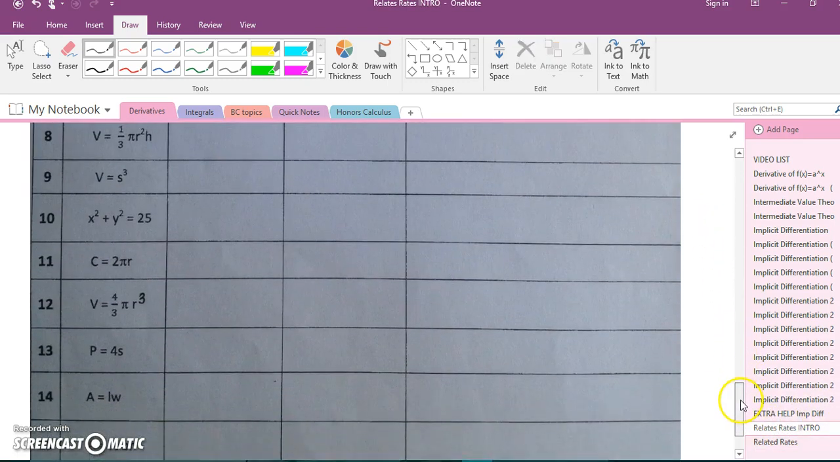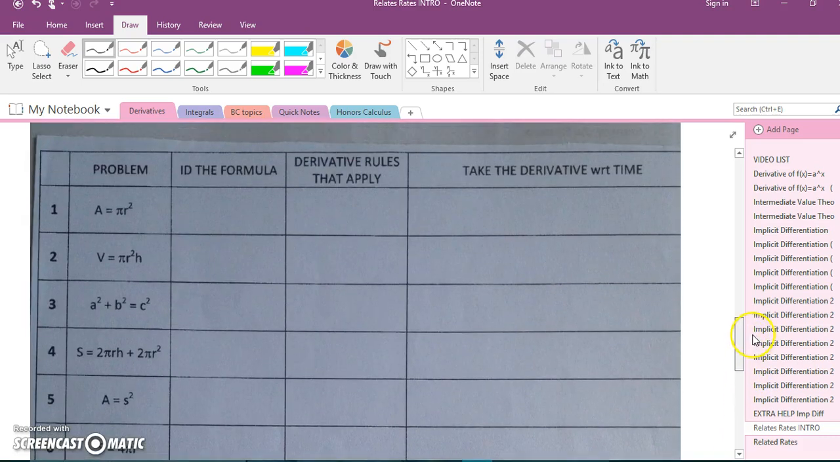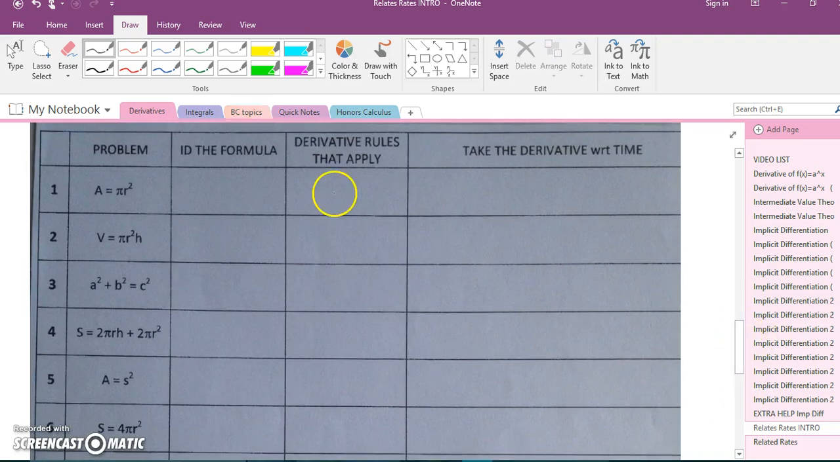You have 15 formulas. You need to know all of them for related rates. So I'm going to do a couple with you just to get you going. I want you to fill the whole thing out before you watch the next video, because if you can't do this, you can't do the video problems.